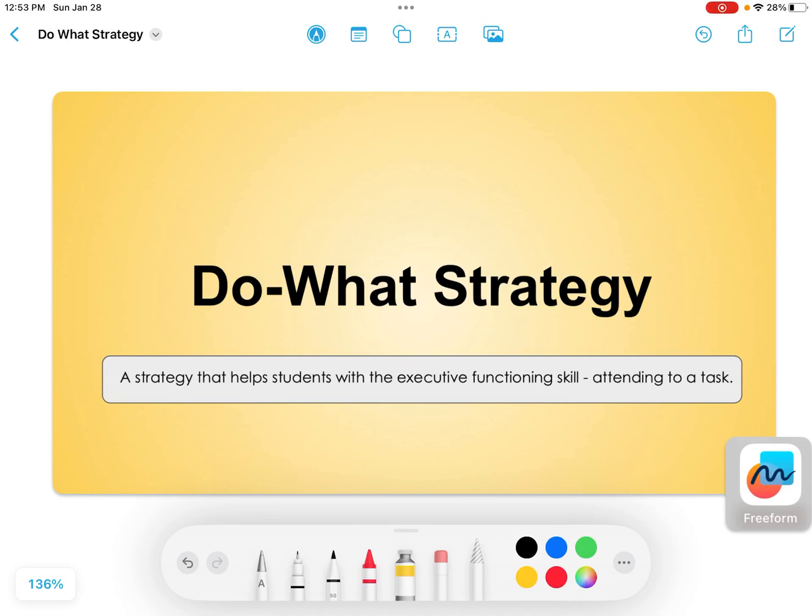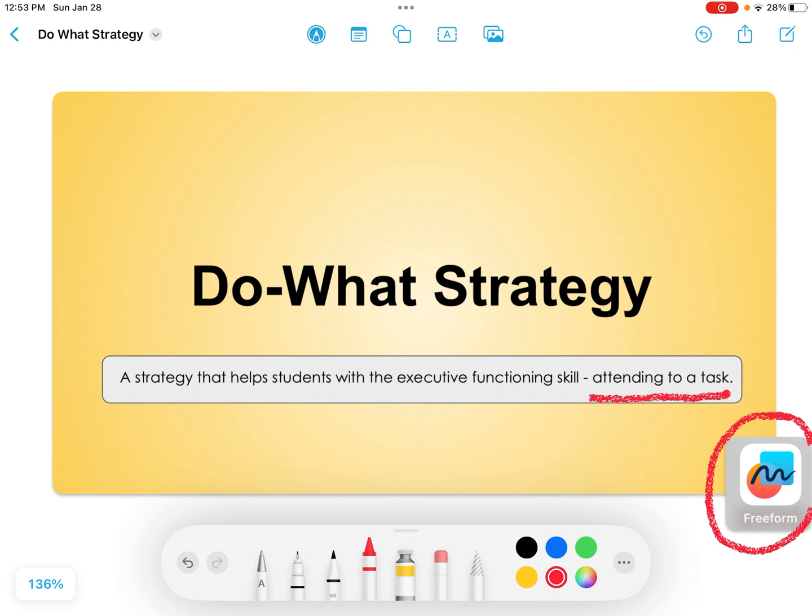The Do What strategy helps students with executive functioning skills, specifically attending to a task. And as you watch this quick video, I'm using an app called Freeform. You can download it from self-service.